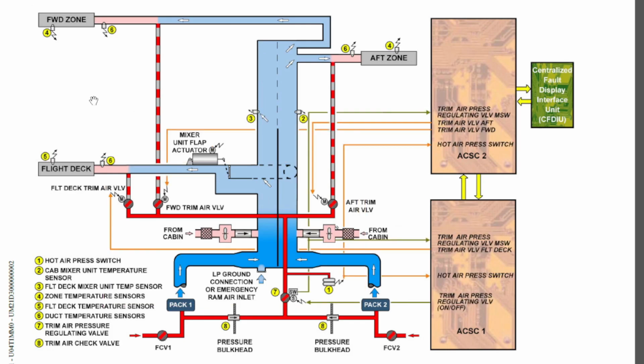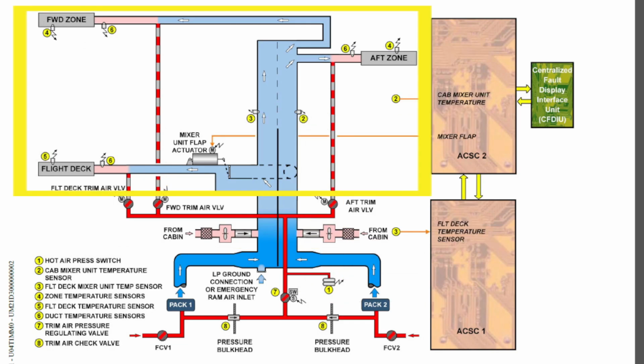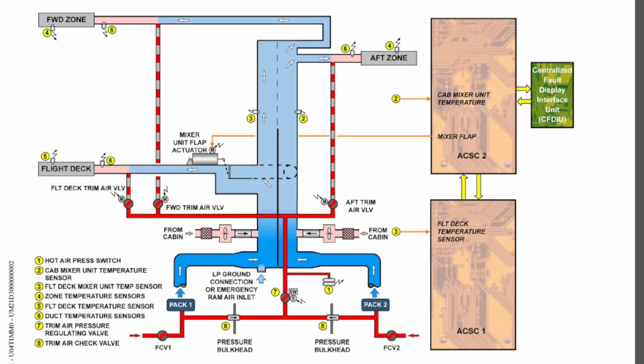And next we have these zone temperature sensors. I told you that you have 3 zone temperature sensors, 1 for the cockpit and 2 for the cabin, and each of these temperature sensors has 2 thermistors. One thermistor will send the temperature signal to air conditioning system control computer 1, and the other will send the signal to air conditioning system control computer 2.